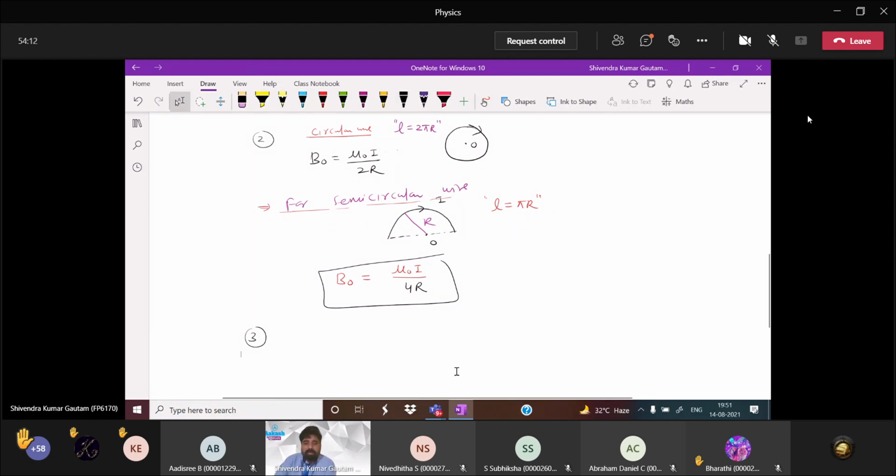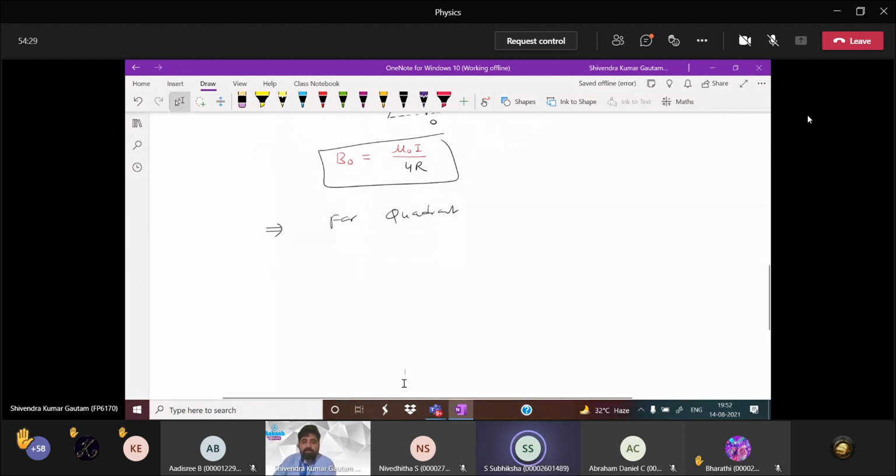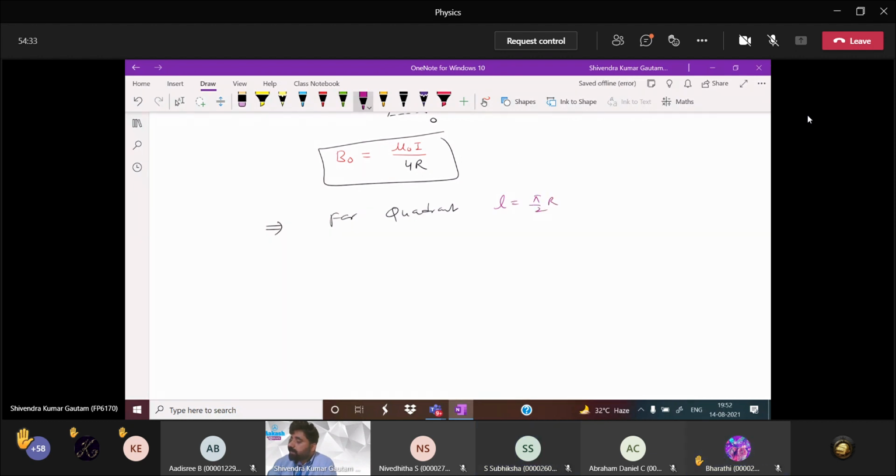First, see, after that you write here. Same here, if I ask you for a quadrant, tell me, what will the length be for a quadrant? The length will be pi by 2 into R. This is the quadrant here.